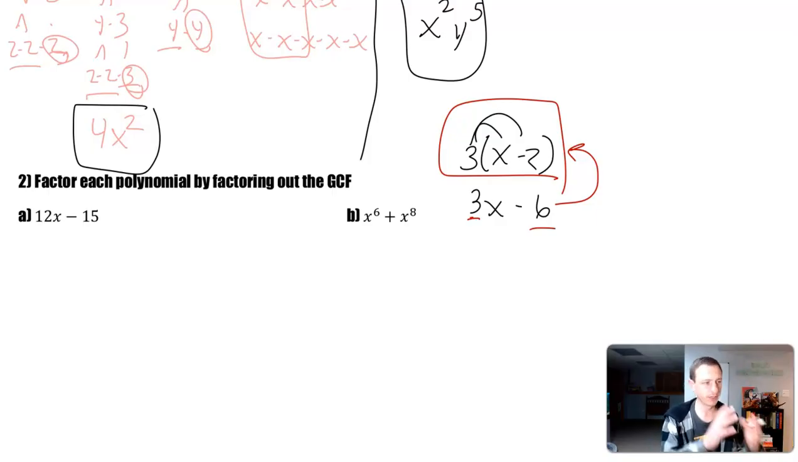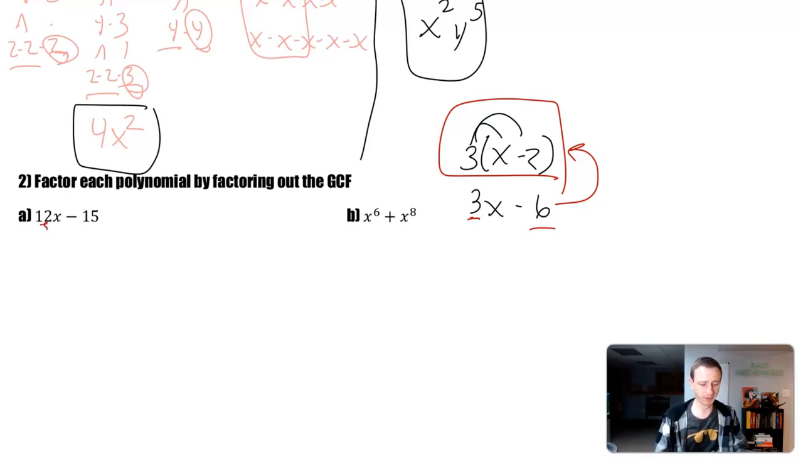12 is 4 times 3, 15 is 5 times 3. But you don't even have to write that down physically. You just think about factors that go into 12 and 15. Now it might help with something a little bit more complicated, like 72 minus 96 or something like that, with big numbers where you have to think a little bit more.